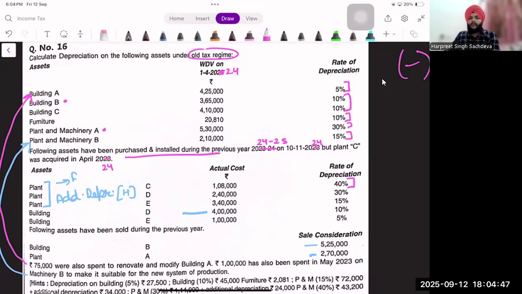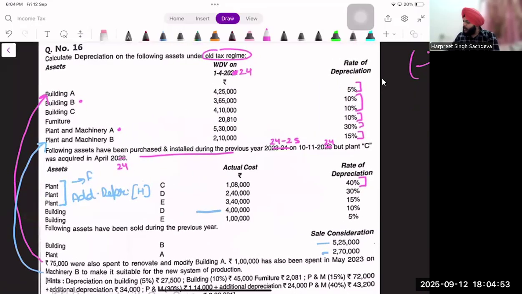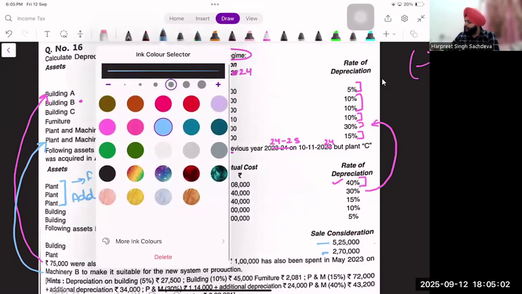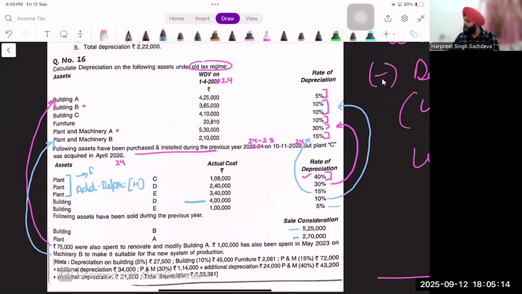Now we need to draw a pattern. These are the purchases. Plant and machinery 40% will be a new block. Plant and machinery 30% will be a part of this. Plant and machinery 15% will be a part of this. Building 10% will be a part of this portion, and building 5% will be a part of this one. Yes or no? Everyone, yes or no? Clear? Very important to map the assets according to their block. A really important point for these questions.